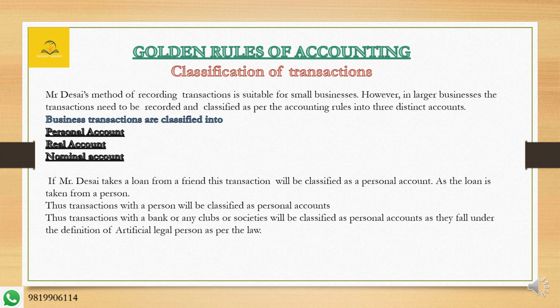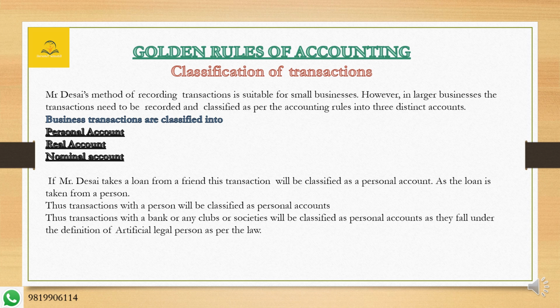Okay. Now, if Mr. Desai is taking a loan from a friend, this friend is a person from whom he has taken a loan, and this transaction, loan from friend, will need to be made in the journal, and it will be classified as a personal account because it has been taken from a person.